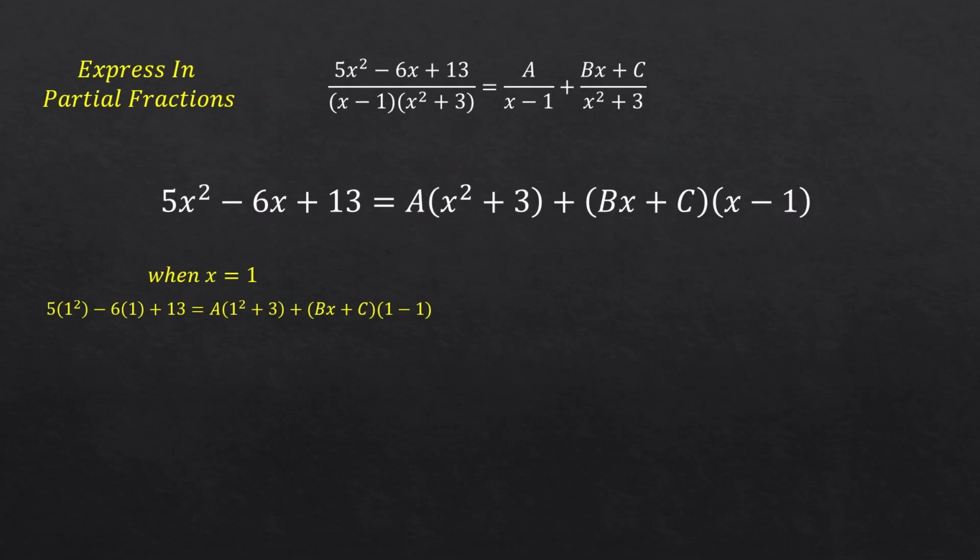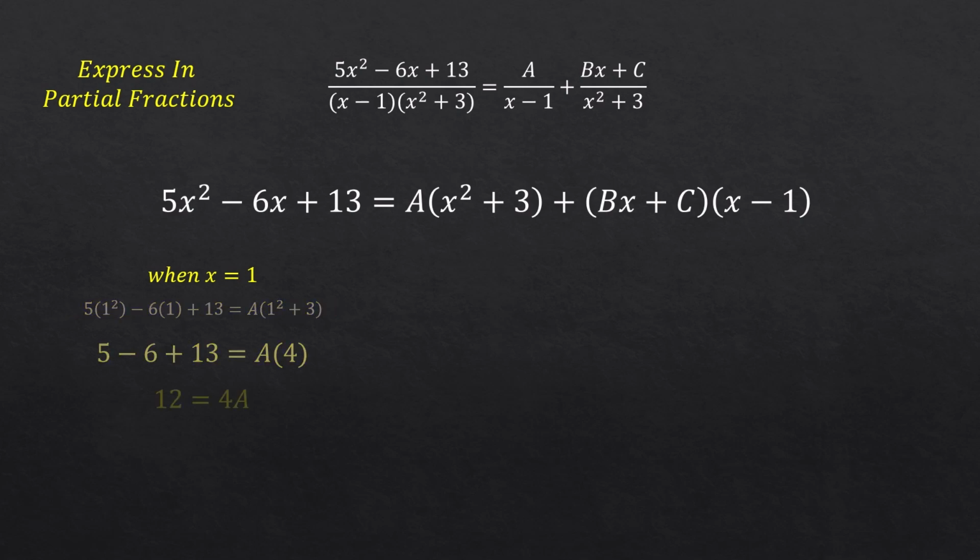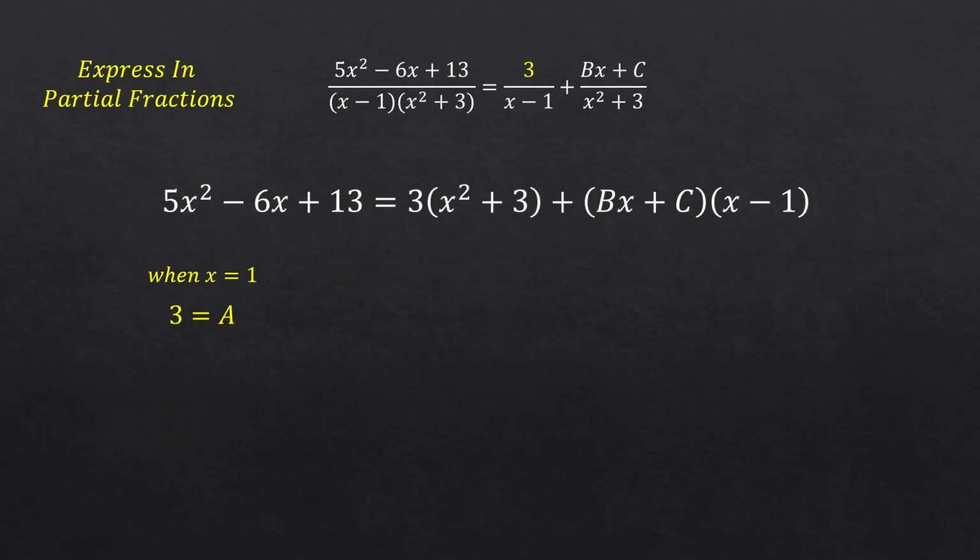Let's try when x equals 1. Why choose x equals 1? Because it will make bx plus c times 0, and it will make the equation have only one variable. With simple calculation, we will get the variable's value. A equals 3.